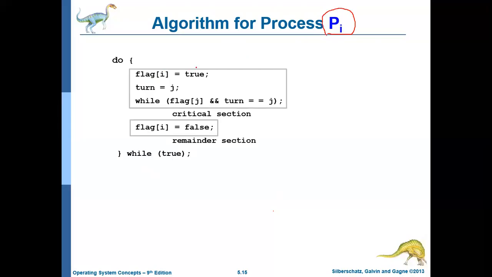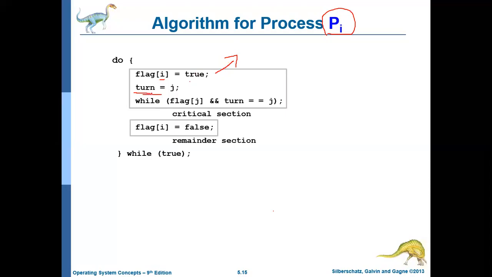So pi makes flag of i equal to true. It means that this particular process wants to enter the critical section. It is making flag of i true, which means the ith process wants to enter the critical section. But at the same time, it is making turn equal to j. It means that if j wants to enter, let it enter. That is what this statement does.